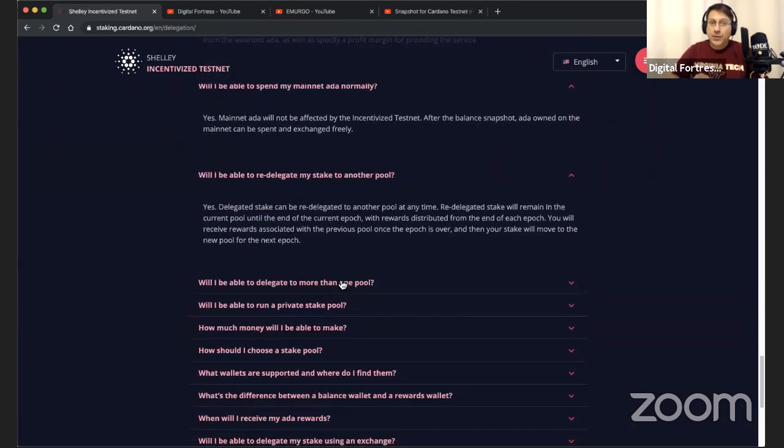And the answer is yes, you will be able to. We currently are able to do that on the testnet. That technology is there, and it is tested, and it works. The only technology we haven't tested on the testnet yet is the multi-delegation, where one person or one wallet delegates to multiple pools. That is not being tested yet. We are not there yet. There is technology in there to support it. However, I've not done it successfully, but the answer is yes. You will be able to redelegate your stake to another pool.